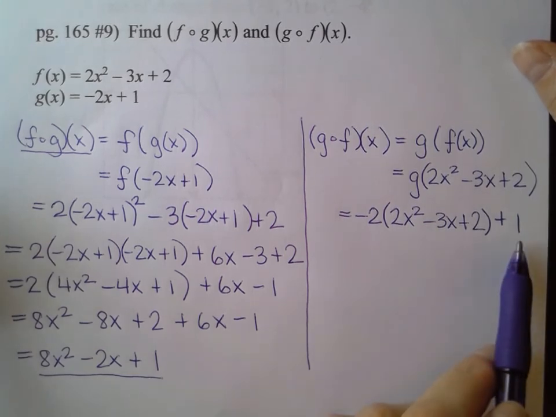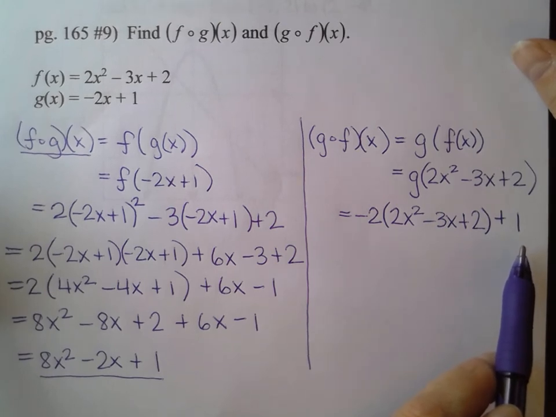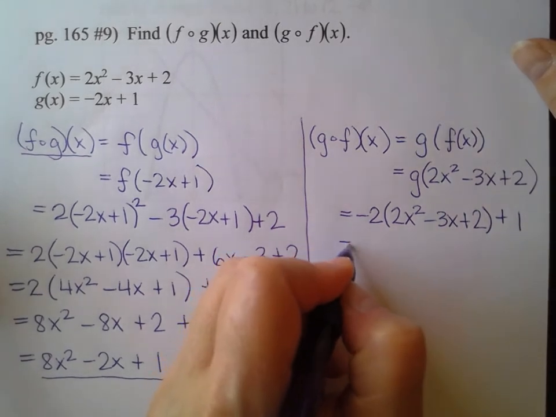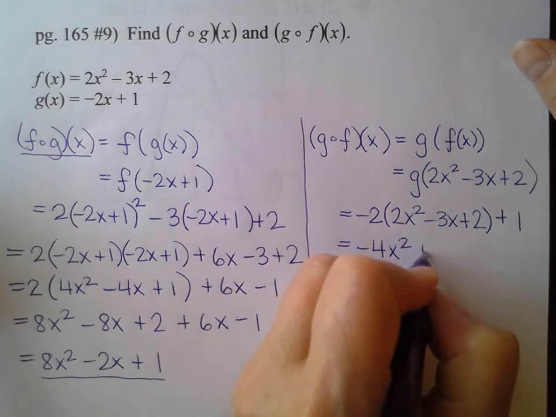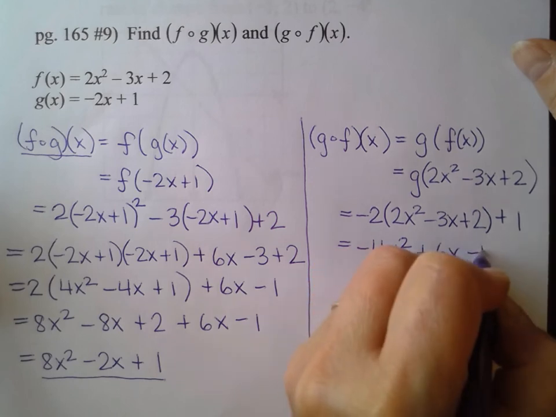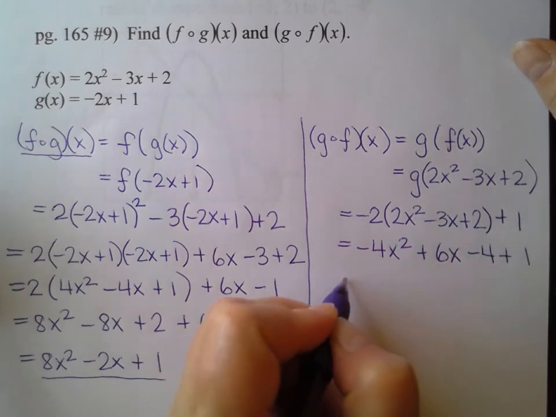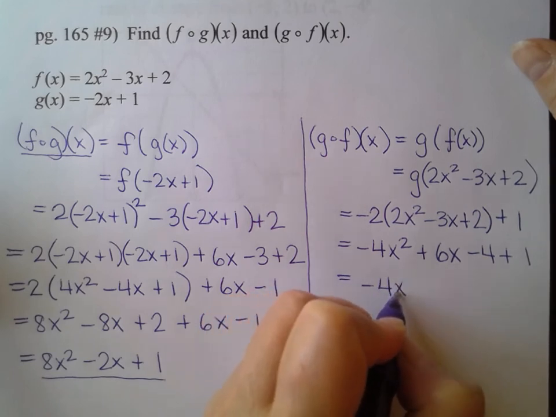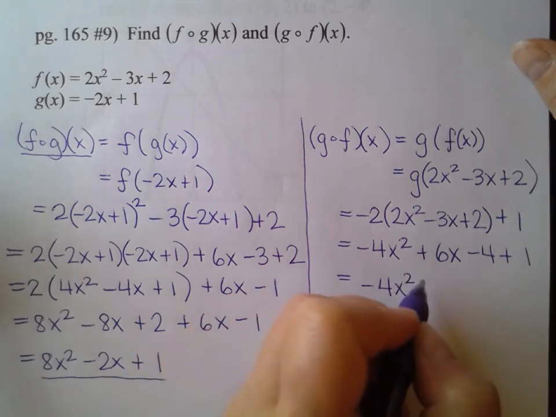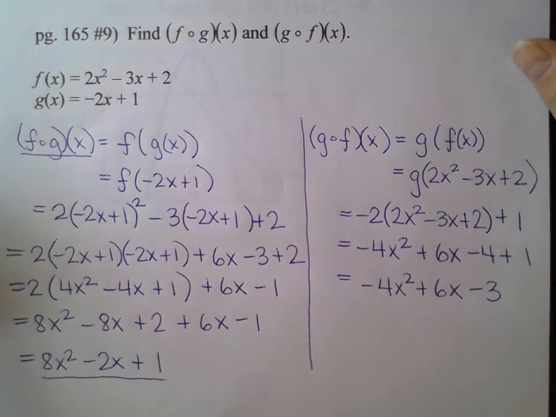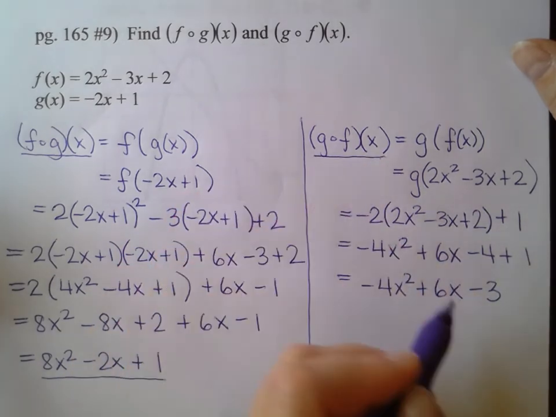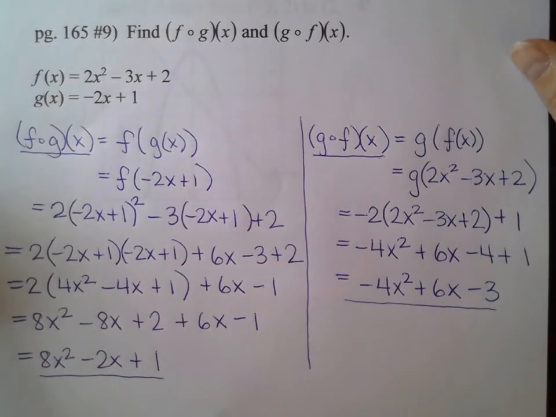And like we said before, really this is the key step right here, being able to do that substitution. The rest is just making it look as simple as possible. So this would be negative 4x squared plus 6x minus 4 plus 1. And if I simplify it out, it will be negative 4x squared plus 6x minus 3.